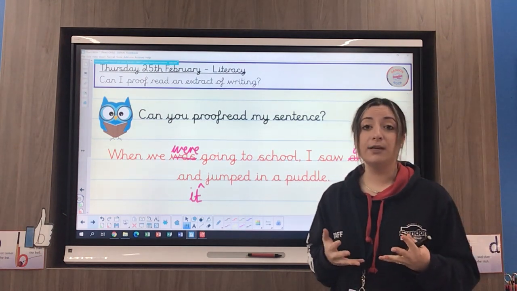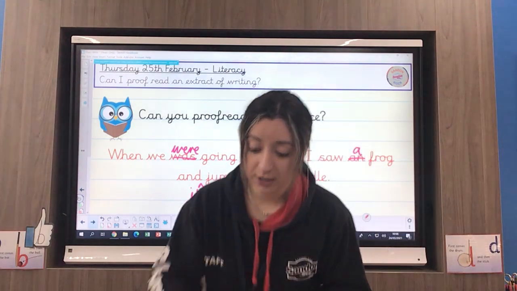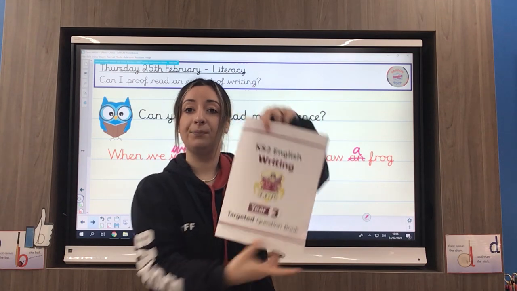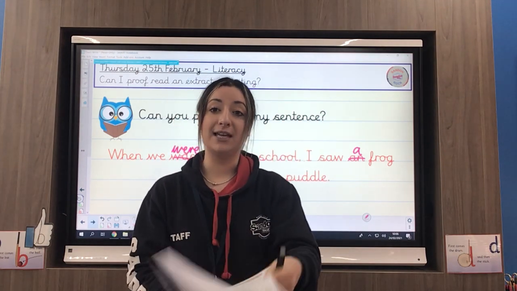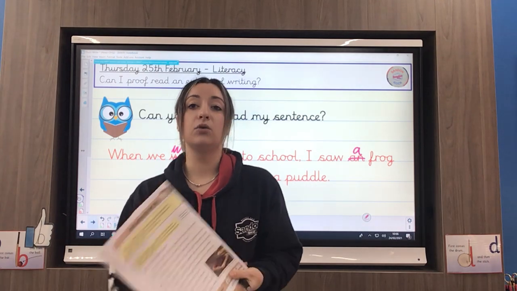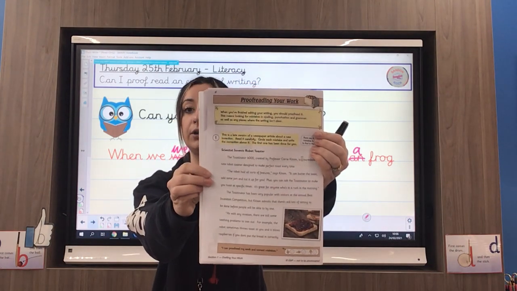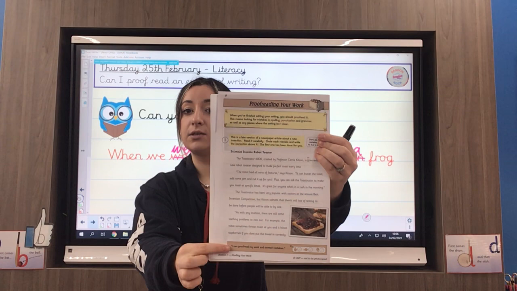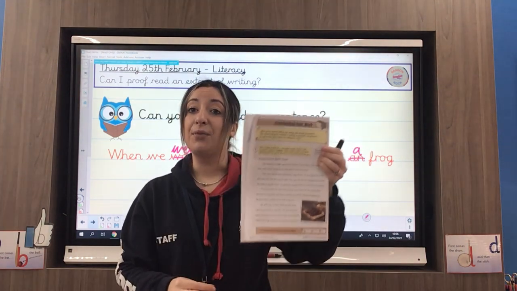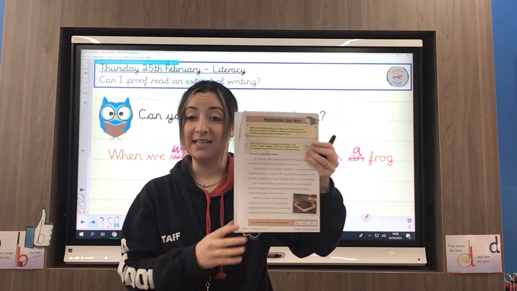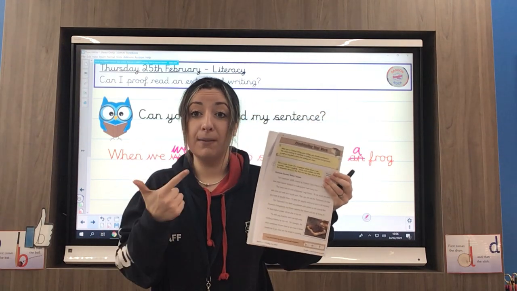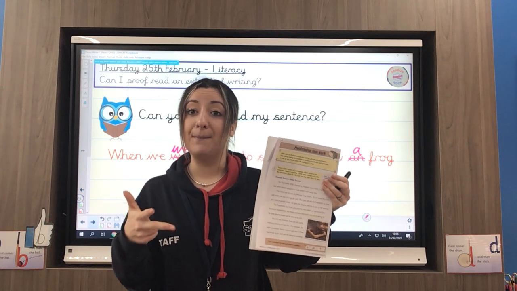Now when you come on to doing your work at home, you are going to be in your writing books. Okay, so you need this book here and you need to turn to page 8. You're only going to be focusing on page 8 today, and it's all about proofreading your work. So there is an extract which is taken from a newspaper that you are going to read through. Now there are 8 mistakes on there, so you've got to check. Some of them might be spelling, some of them might be punctuation, some of them might be grammar.